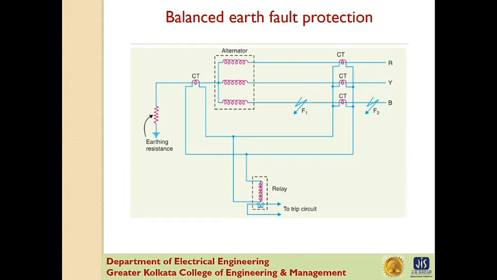Under these circumstances, it is considered sufficient to provide protection against earth fault only by the use of balanced earth fault protection scheme. This scheme provides no protection against phase-to-phase fault unless and until they develop into earth faults, as most of them will.